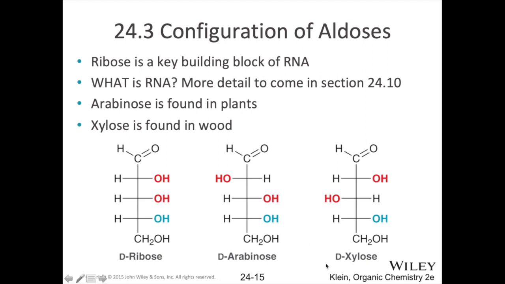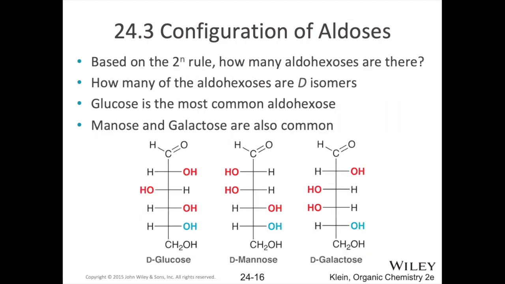Okay, xylose may also ring a bell. You may remember that along with cellulose as being part of the building blocks of wood. So if we scale up to hexoses, you could probably figure out that instead of 8 isomers, there have to be 16, right? 2 to the power of 4 would be 16. And out of those, 8 are the D isomers and 8 are the L isomers.